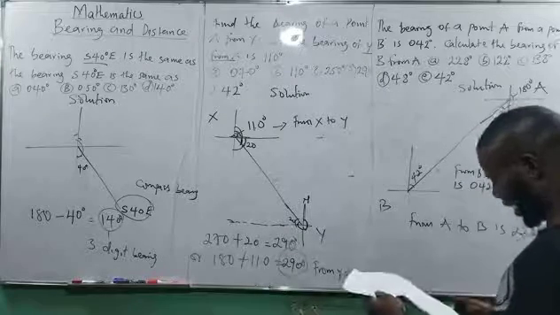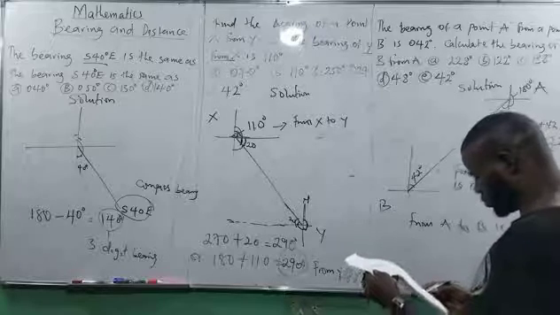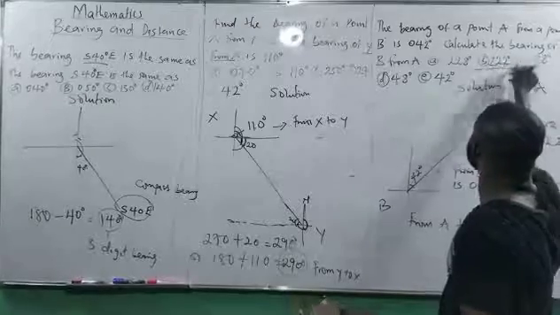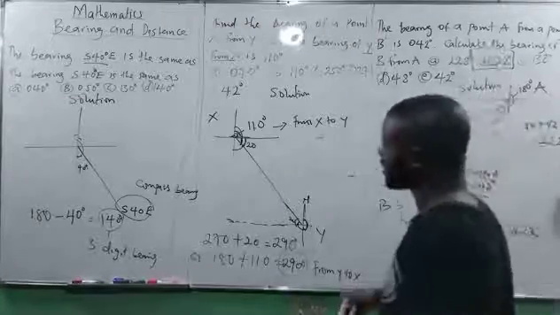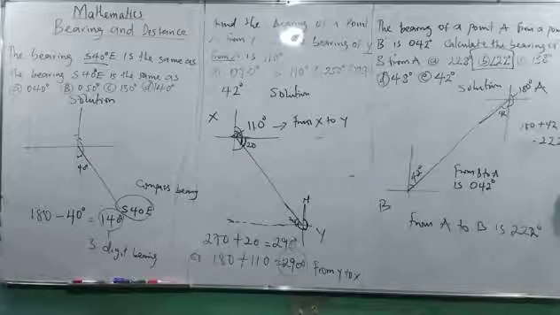It's supposed to be on the question, on the option. 222. Am I having 222 there? Oh, I didn't write it. This is 222. I'm so sorry. Yes, it is this. Now, I think you can see conversion of, reversal of bearing.